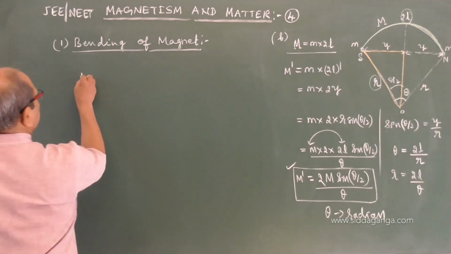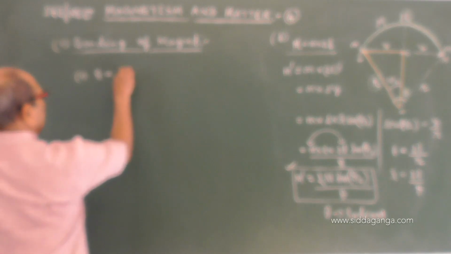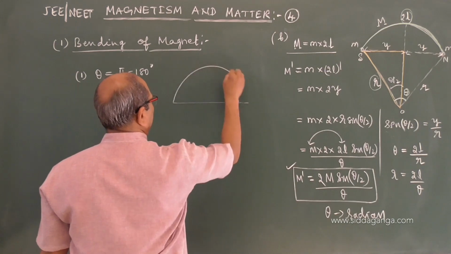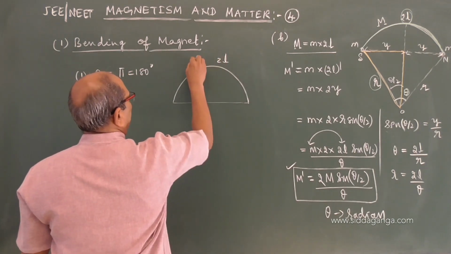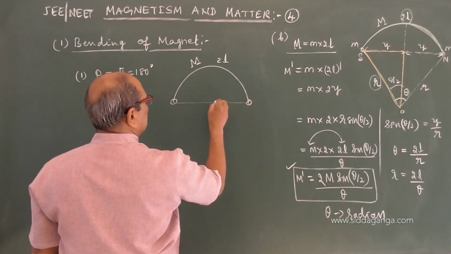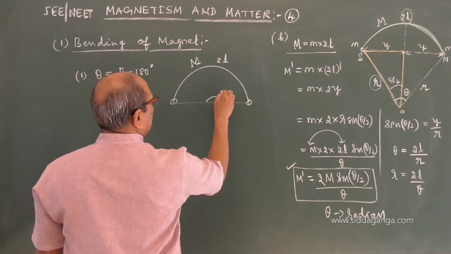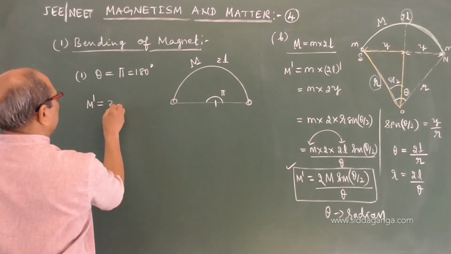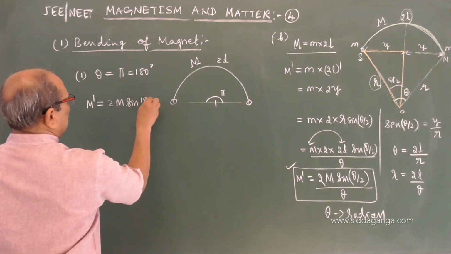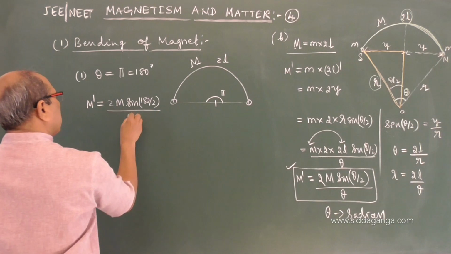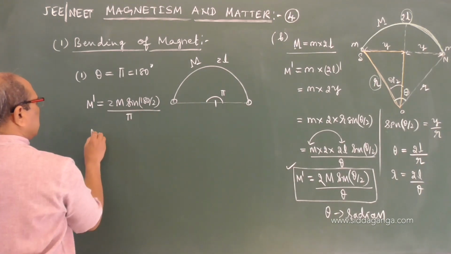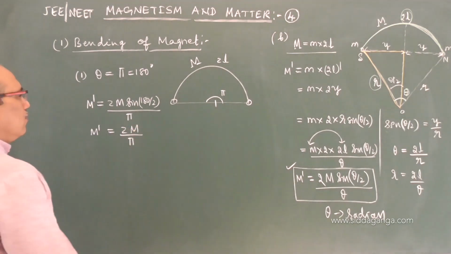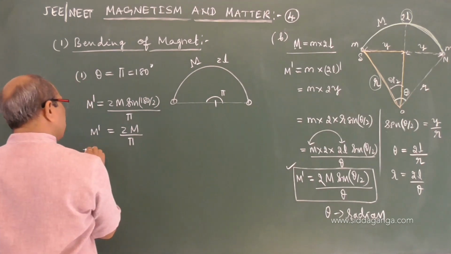So let us consider if theta is pi or 180 degree, half the circle, the bent magnet of length 2l and magnetic moment m, and here this. Now this angle is pi. Substituting that, the moment comes to 2m sin 180 by 2 upon pi, because that must be in radian. Therefore, the new moment is 2m upon pi. We got it directly; if you know that relation, it can easily be obtained.